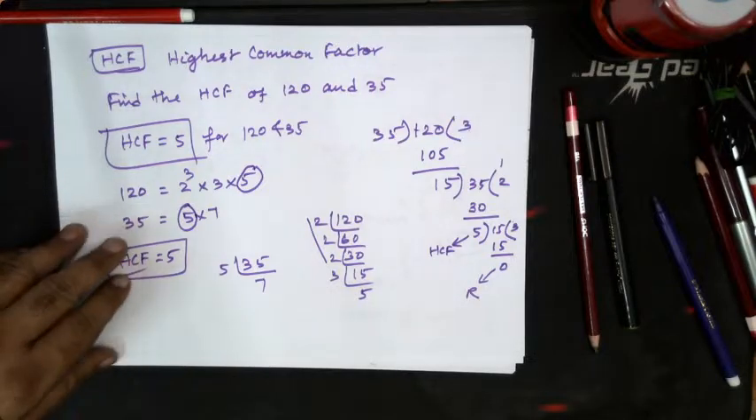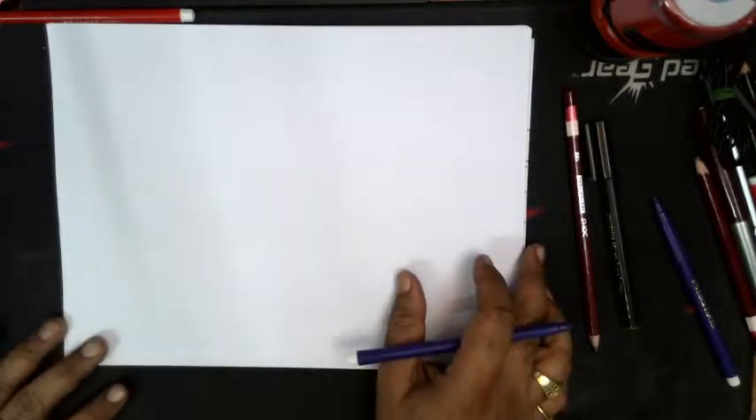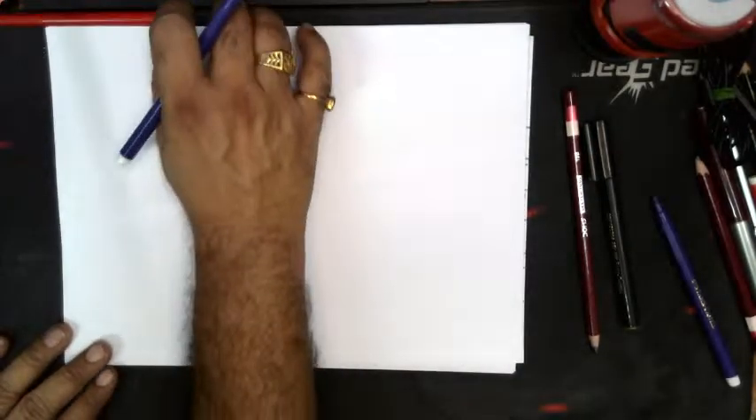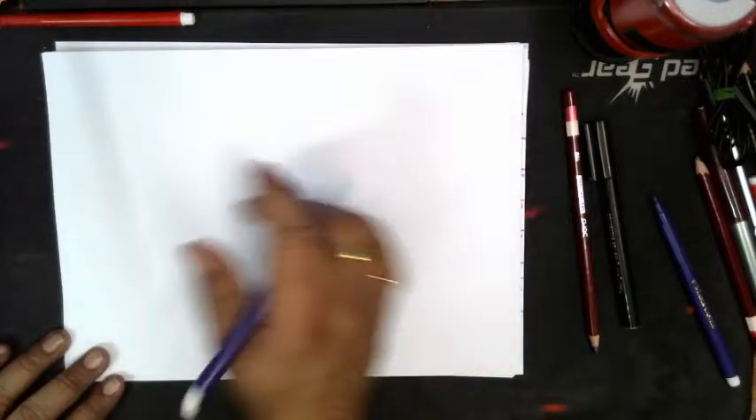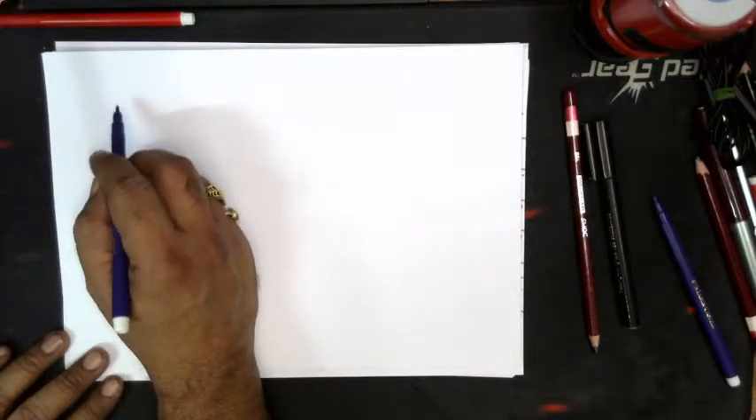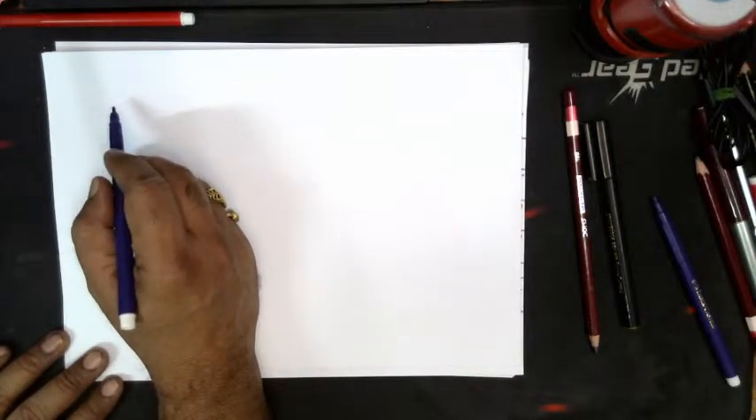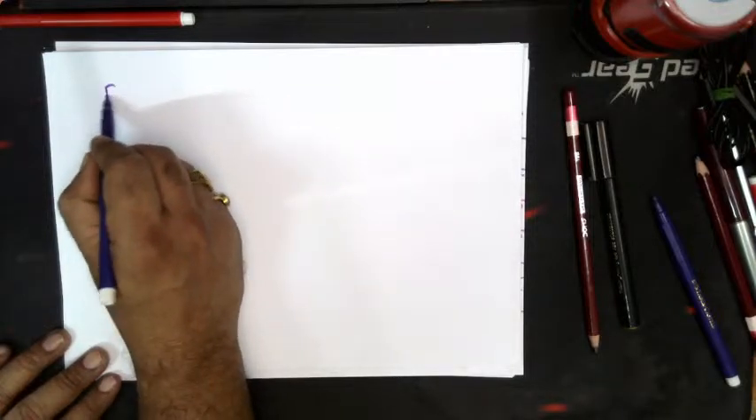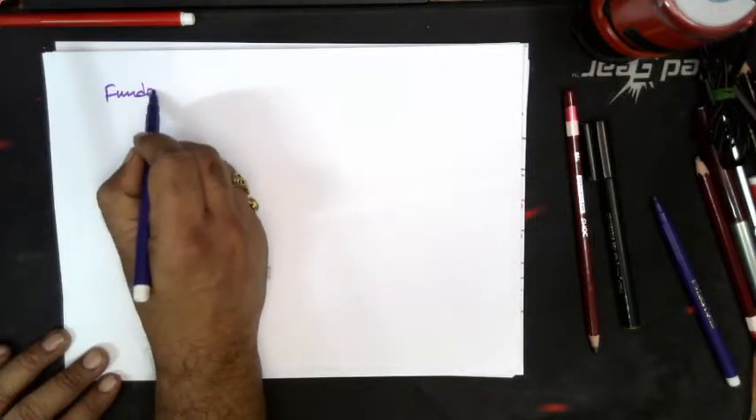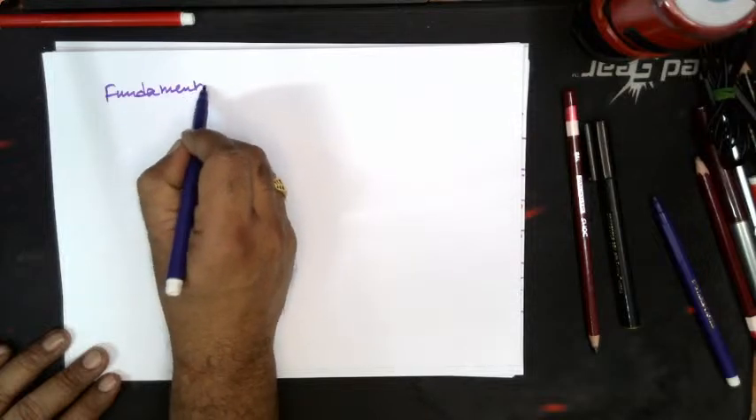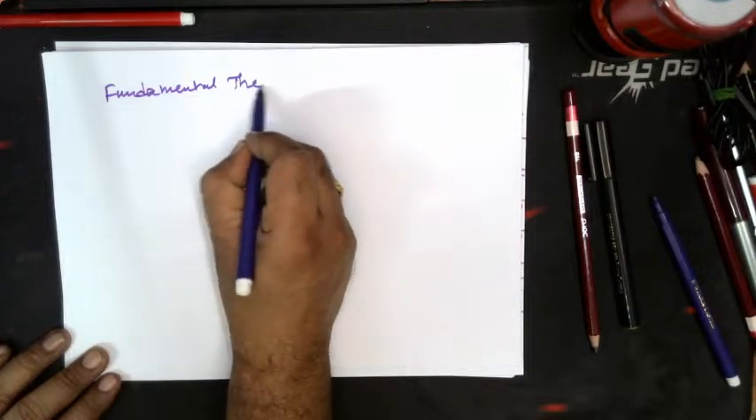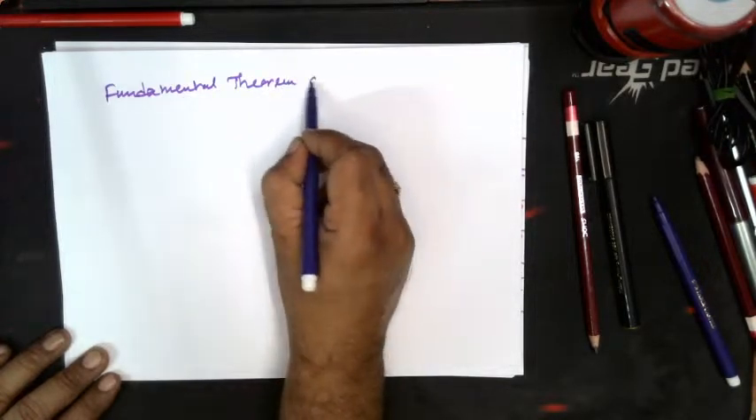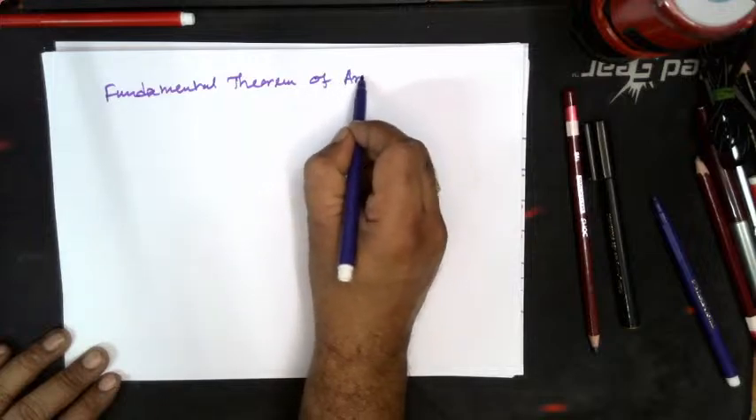Now let us talk about the fundamental theorem of arithmetic, where we will be discussing the composite number and how it can be factorized, declared as a product of prime factors. Take down: fundamental theorem of arithmetic.